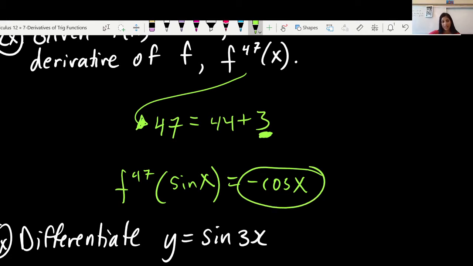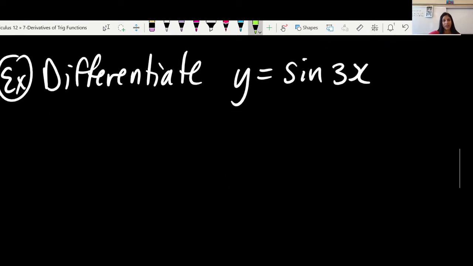Okay, so there's the first example of how this may appear. And we'll move on to another one. If we want the derivative of y equals sine of 3x. So we learned about sine x, but this has 3x. So to me, that's an indication that I'm going to use the chain rule.